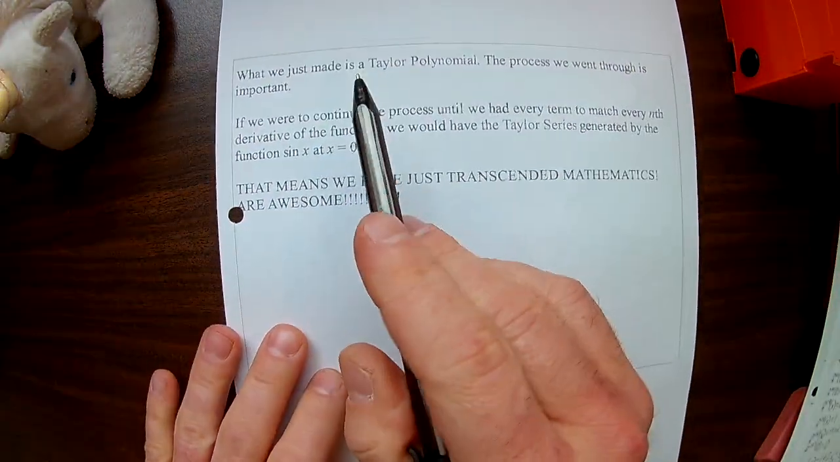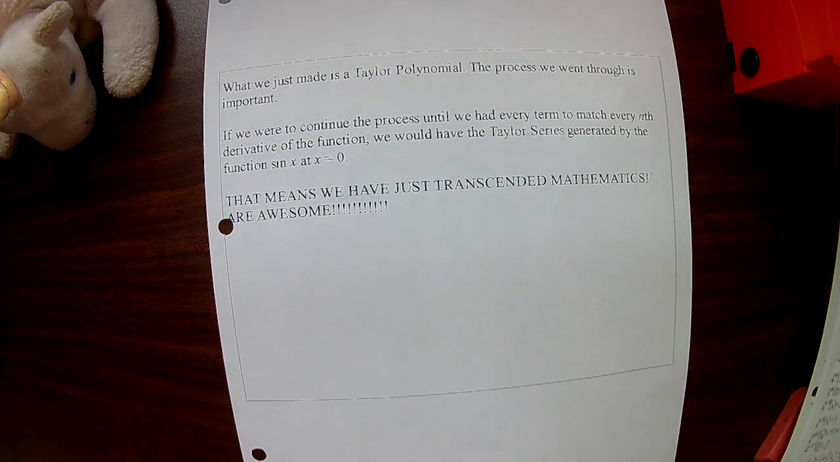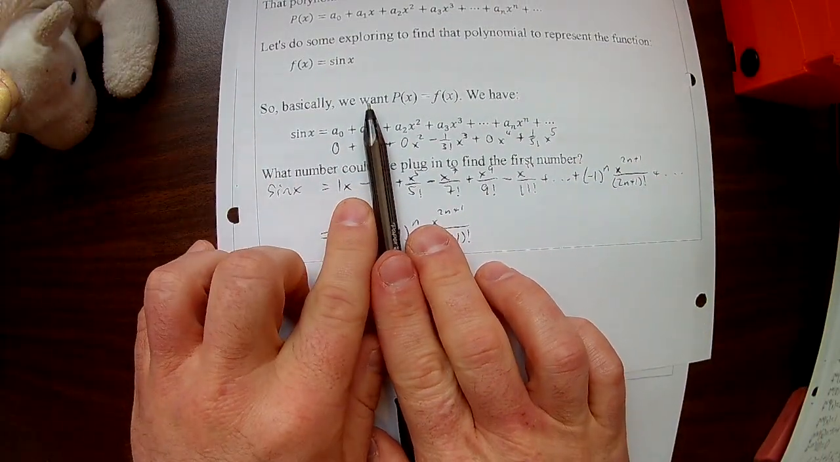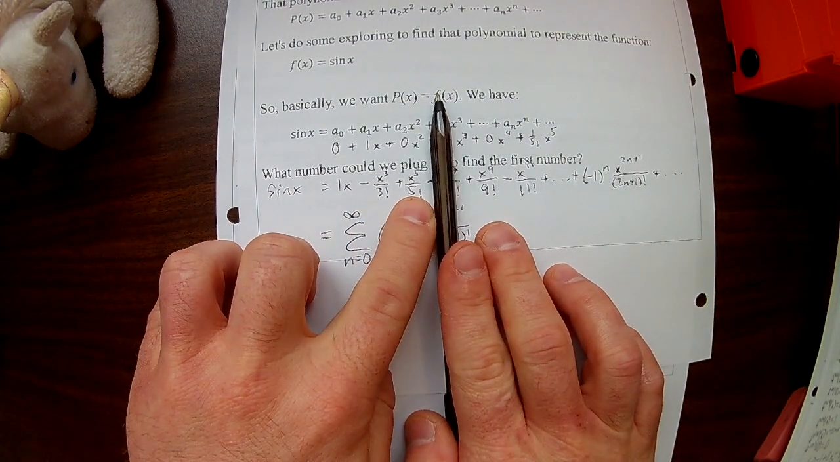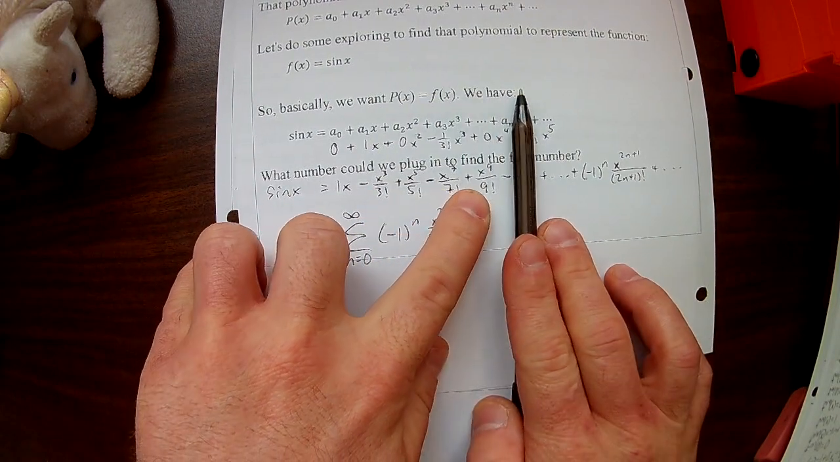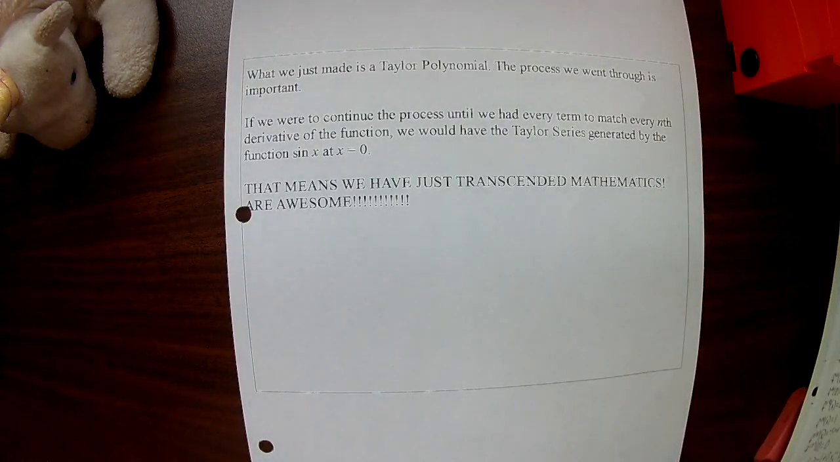What I want you guys to do, well, actually, before we get there, what we just made is called a Taylor polynomial. That's a first order Taylor polynomial. That's a third order Taylor polynomial, fifth order Taylor polynomial, seventh order Taylor polynomial, ninth order. Generally, on the AP test, I've seen it occur where they say give the first 3 non-zero terms of the Taylor polynomial.